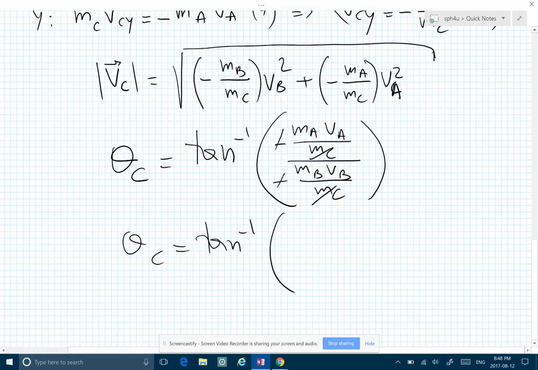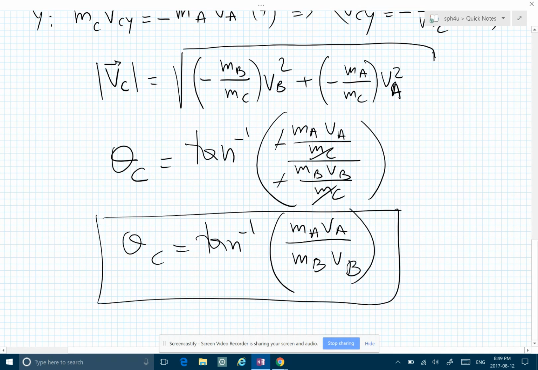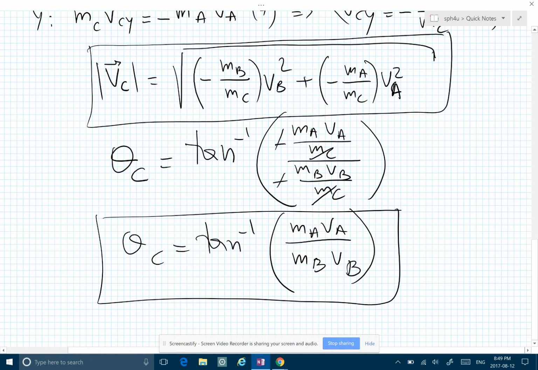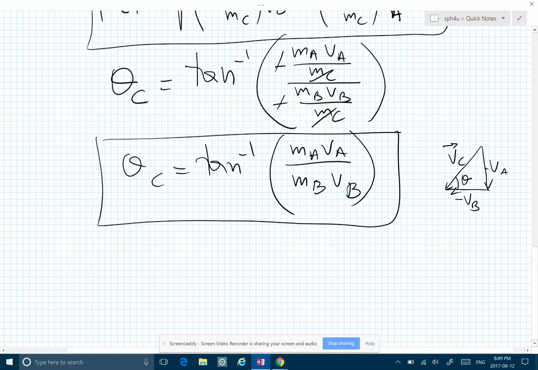So the angle theta is the inverse tan. We know it's in the third quadrant though, so whatever we get from this tan, we know where our vector lies, and that is in the third quadrant. Remember our vector is like this: this is negative VA, this is negative VB, and this is vector VC. The angle that we're finding is this one here. Now at this point you just substitute the numbers.